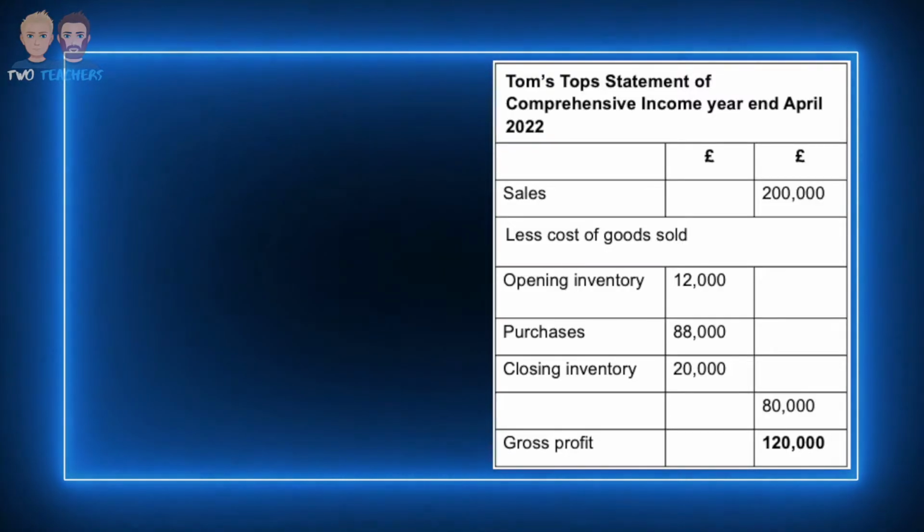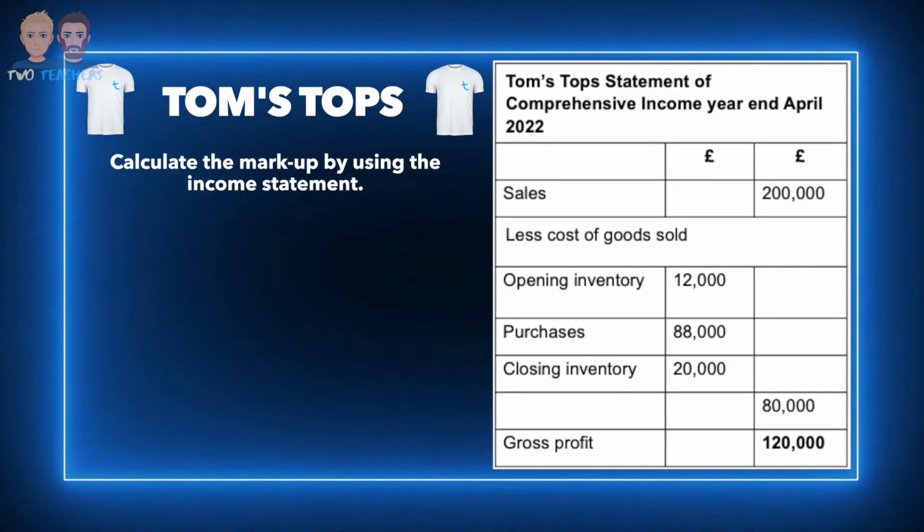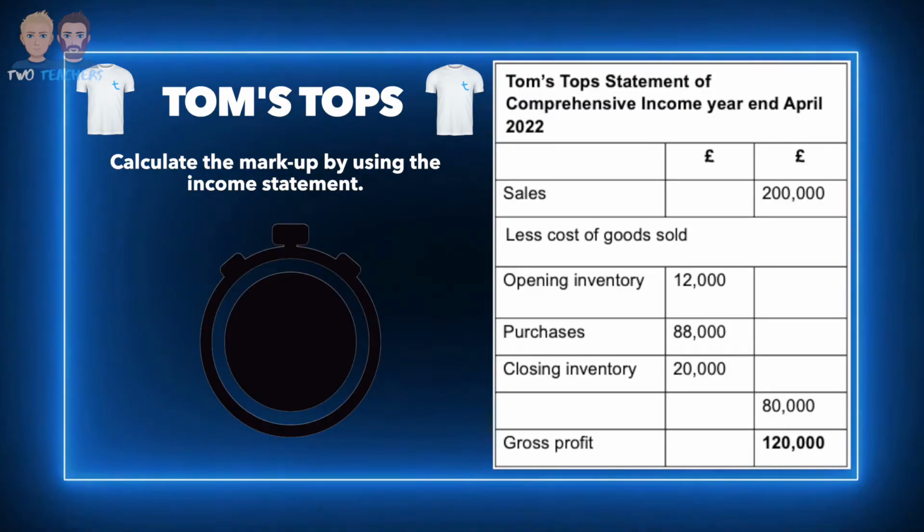Now it's time for you to have a go at a practice question. In this scenario, we've been given an income statement for a business called Tom's Tops and need to calculate the markup for this business by using the figures on this income statement. Pause the video now if you want to have a go by yourself, or wait a few seconds and we'll go through the answer together.